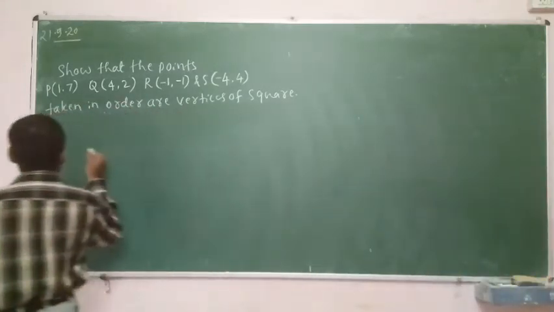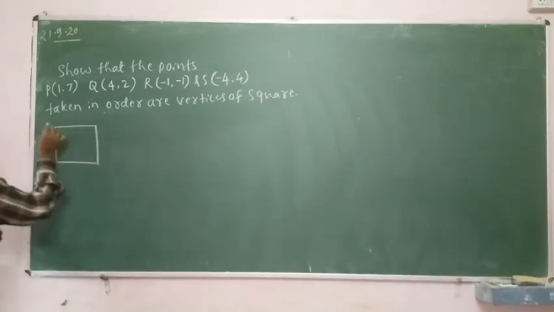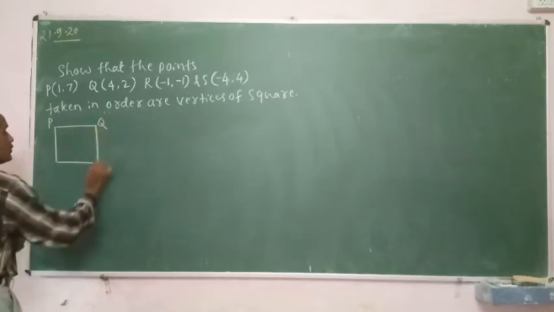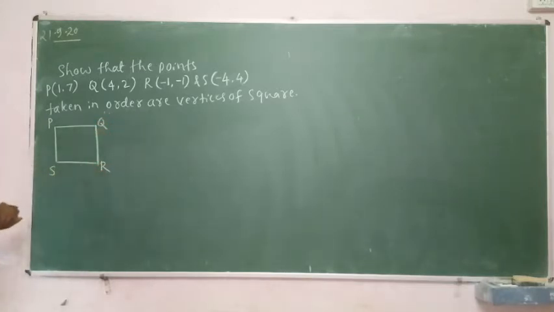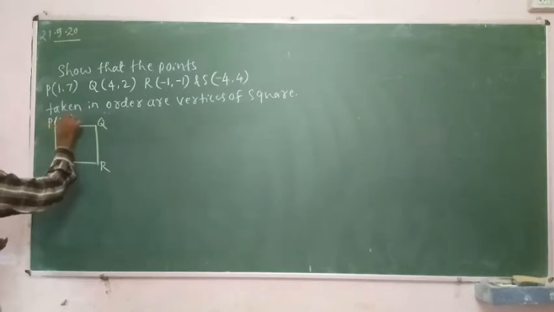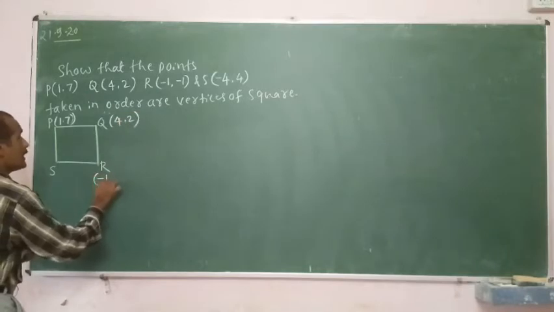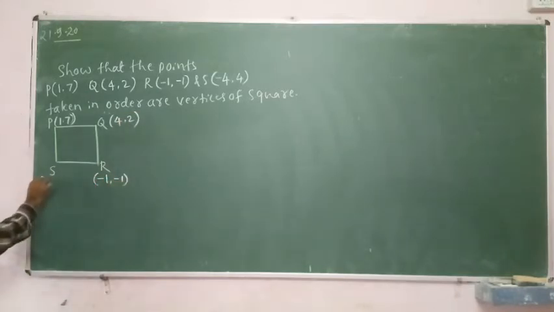Okay, let me draw a small figure. Let me call it P, Q, R, S, taken in order. P is (1, 7), Q is (4, 2), R is (-1, -1), and S is (-4, 4).